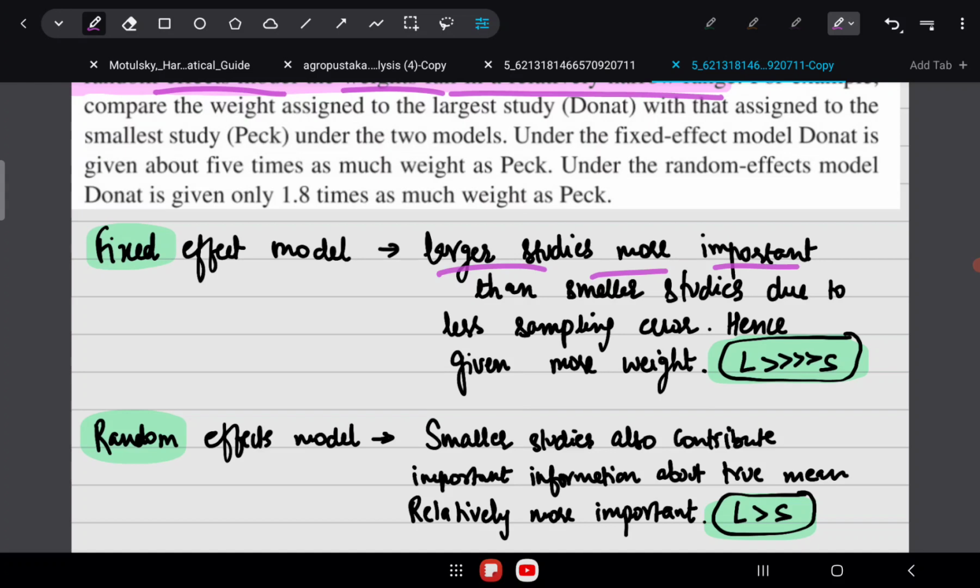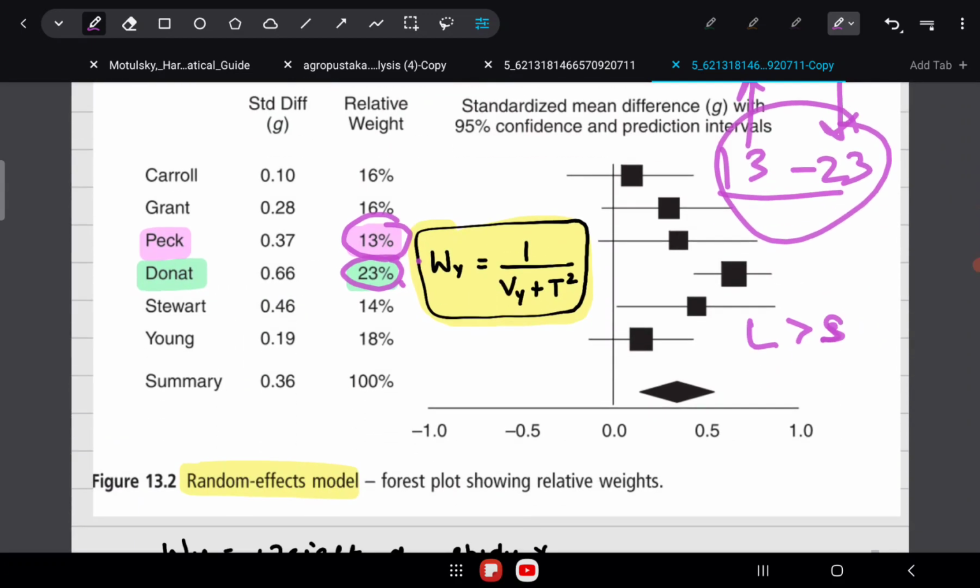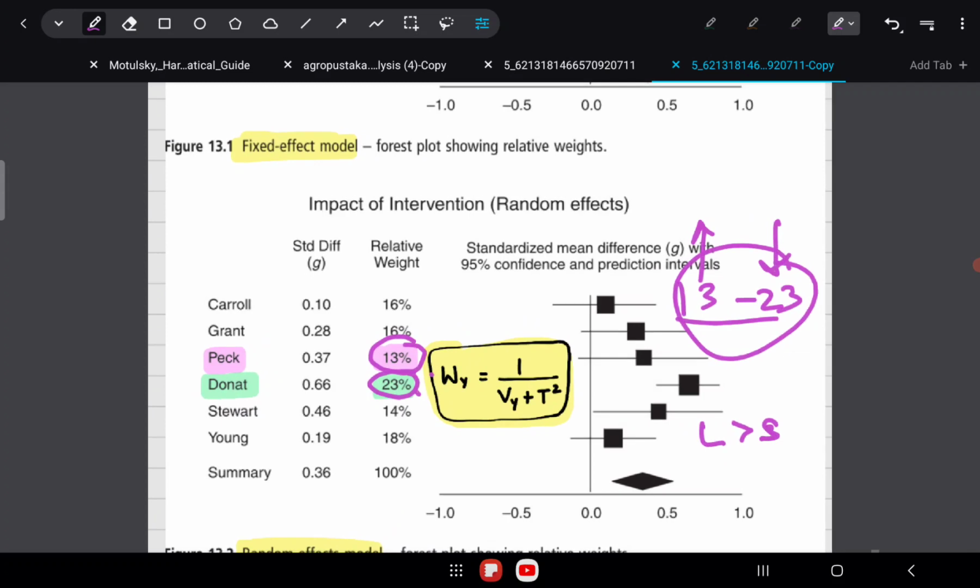Larger studies are more important than smaller studies due to less sampling error. So larger studies are much more important than smaller studies in fixed effect modeling. But in random effect modeling, smaller studies are also contributing some important information. So the relative importance of larger and smaller studies changes in random effect modeling, and the range of the weights becomes narrow. So I hope this makes sense.